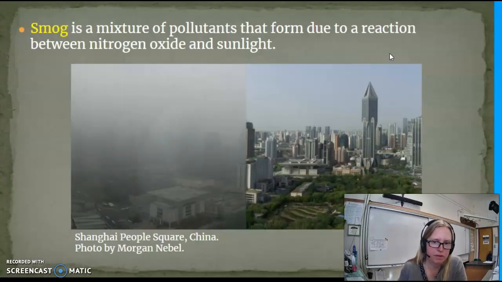And LA used to be famous for its smog. California's done a lot of work to clean that up, but we still do get quite a bit of smog down there. If you've been to LA, you might see that.